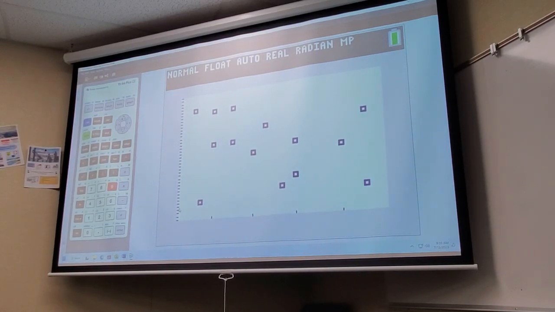Sweet, you got it? Finally. Sweet. Aiden's got a different kind of calculator, so kudos to you if you can figure anything out on that thing.